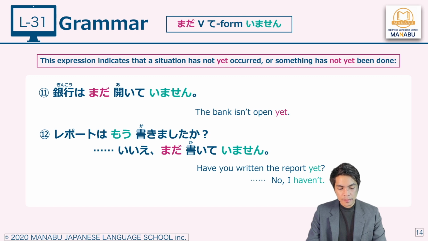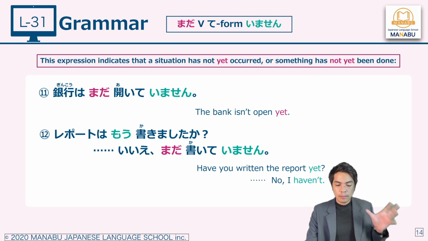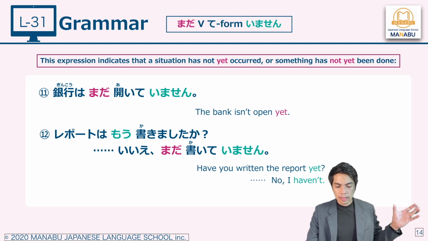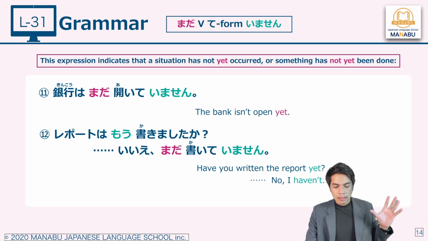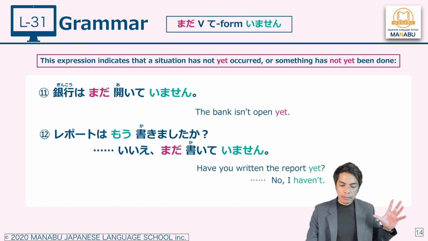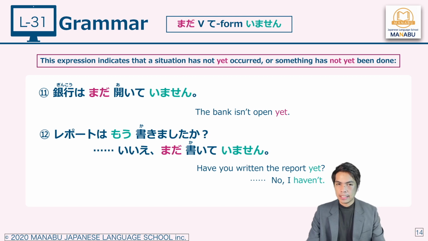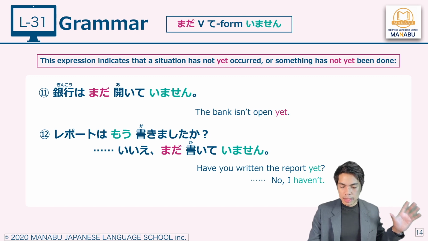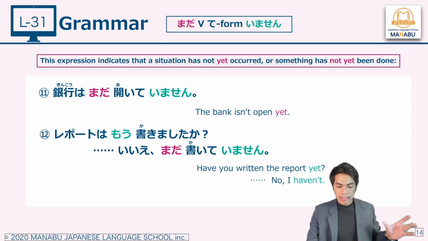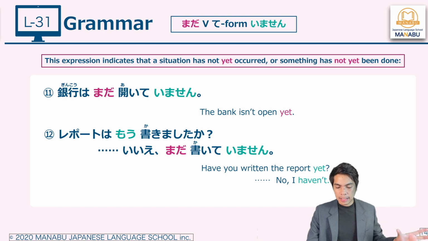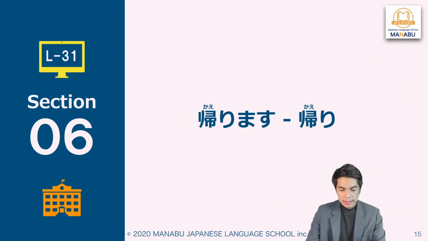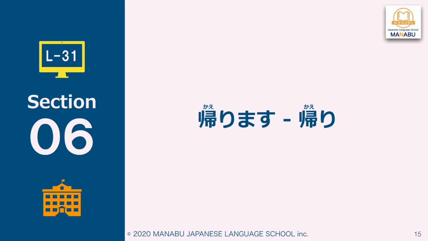Example number 12, ripoto wa mo kakimashita ka? If you remember, adding mo to the past tense of the verbs, mo means already. So already done. Mo kakimashita ka? Have you written your report yet? He said, iye. No. Mada means not yet. Then the verb te imasen. Mada kaite imasen. I'm not writing yet.